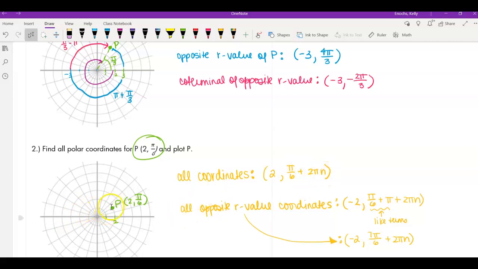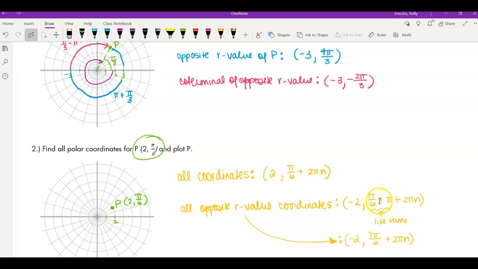Now, if we wanted to go the other way and start at negative 2, then remember we'd have to go a full pi to come back, and then another pi over 6, and then go from there all the way around, 2 pi n. So I wrote that here. I have my pi over 6 plus the half circle pi that I need to go to come back to the right side when I start at -2. And then from there, I'm going to go 2 pi n.